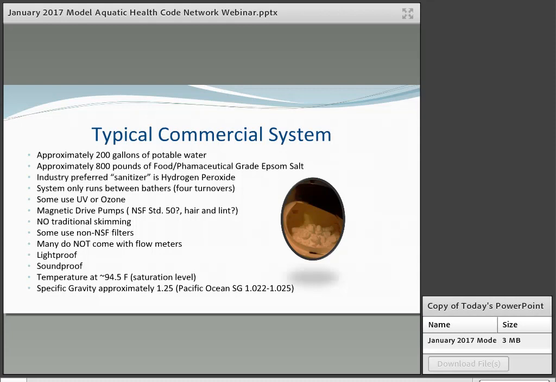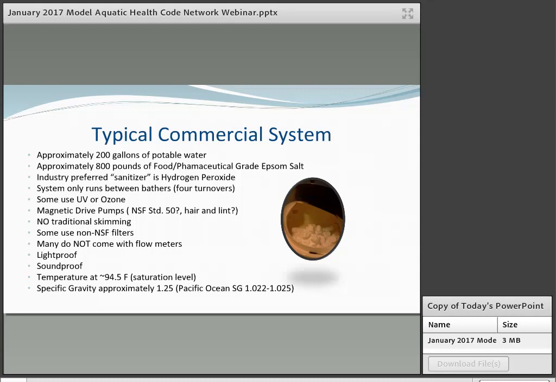Some, if not most, use non-NSF type filters. You'll see in some pictures coming up, they use very high quality equipment, but it does not look like what we're used to seeing in recreational water. Again, the system is designed to be light proof and soundproof. If one is claustrophobic, you don't have to close the door. Or you'll see pictures of some that they design, it's just an open tank. So there's different ways to approach it.